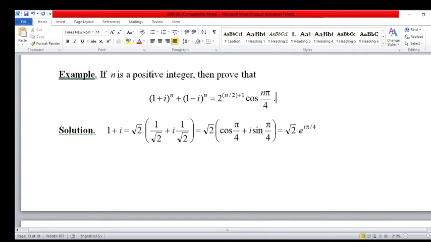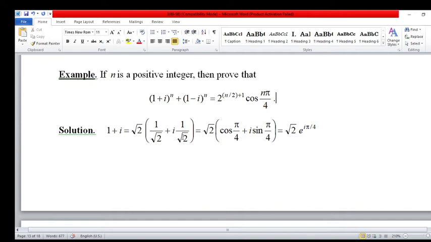If n is positive, then prove that (1 plus i) to the power n plus (1 minus i) to the power n is equal to 2 raised to the power (n/2 plus 1) cos(n pi/4). First we take 1 plus i and convert it into polar form. So this is under root 2. Why under root 2? r is equal to under root (a squared plus b squared), where a is equal to 1 and b is equal to 1. So this is r, and we divide by it: 1 upon under root 2, 1 upon under root 2.